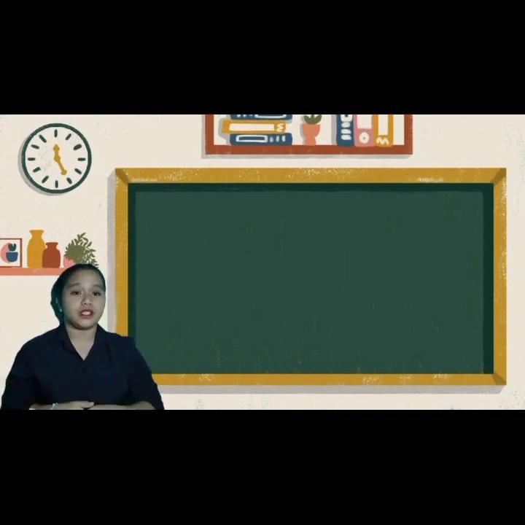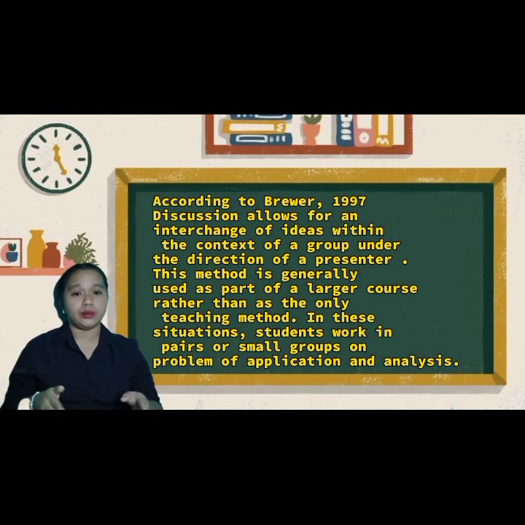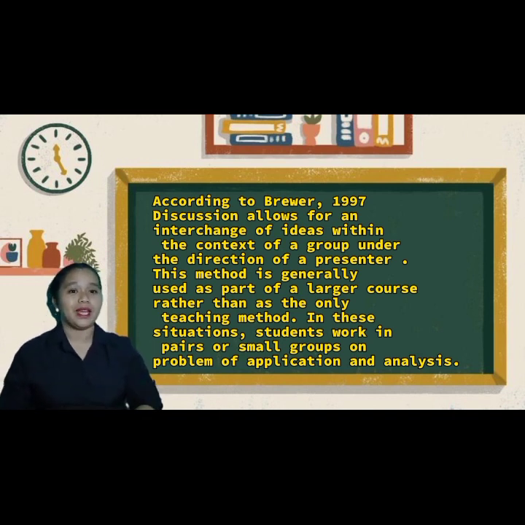A small group discussion follows democratic guidelines and allows everyone to contribute many ideas for others to discuss and reflect upon. According to Brewer 1997, discussion allows for an interchange of ideas within the context of a group under the direction of a presenter. This method is generally used as a part of a larger course rather than as the only teaching method. In these situations, students work in pairs or small groups on problems of application and analysis.